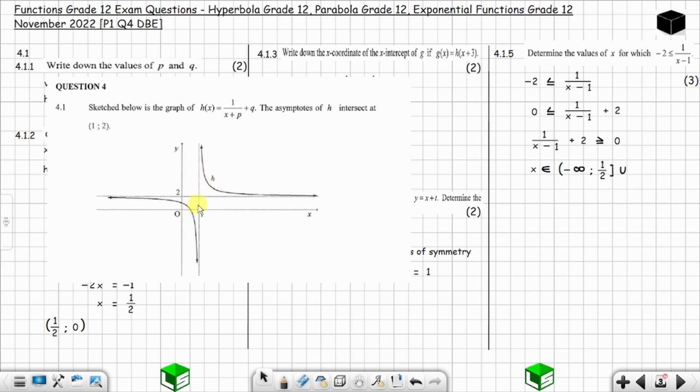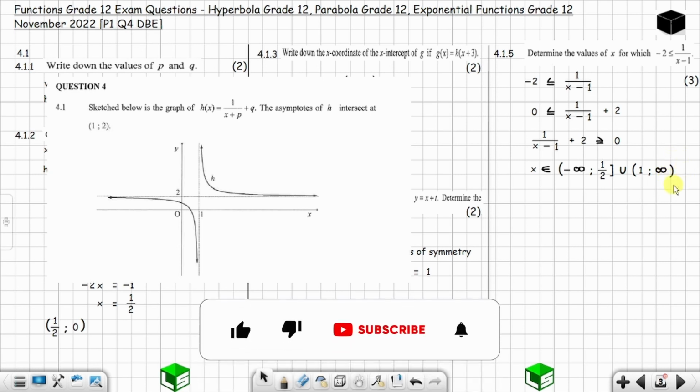Now, from 1 to positive infinity, the graph is greater than 0. Right? Greater than 0. From 1 to positive infinity. So 1 is not included because the graph is not touching the x-axis at 1. It's only touching the x-axis at a half. So 1 is not included. So you are going to show that with a round bracket. 1 is not included. All the way to positive infinity. A round bracket. You don't have to put a square bracket because you don't know what infinity is. Infinity means still continue. You show that with a round bracket. So this is how you can answer this question.